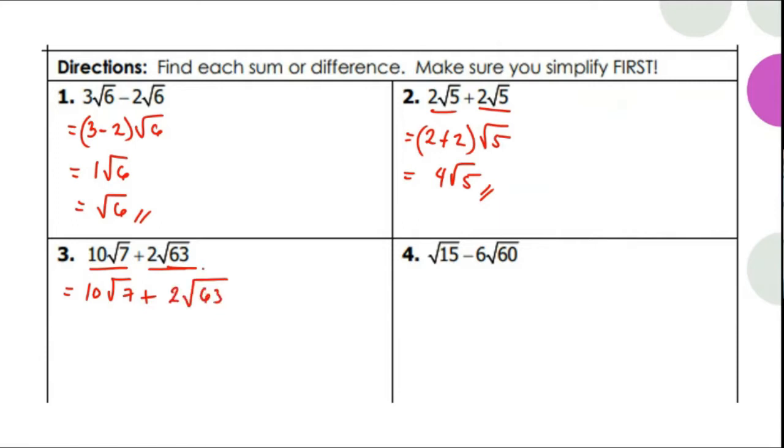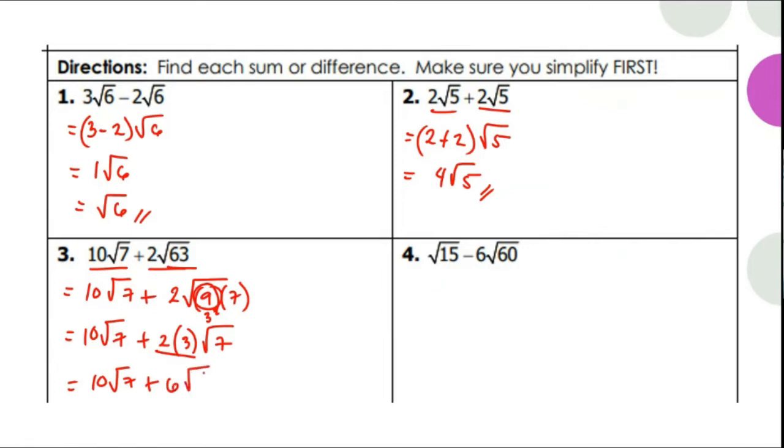63 can be written in the form of factors in such a way that one of the factors is a perfect square. So it could be 9 times 7. So we can now simplify square root of 9. So that will be 10 square root of 7 plus 2 times, move out 9. That is the same as 3 squared. So the square root of 3 squared, we will get 3 square root of 7. So multiply the coefficients 2 and 3. So that is 10 square root of 7 plus 6 square root of 7.